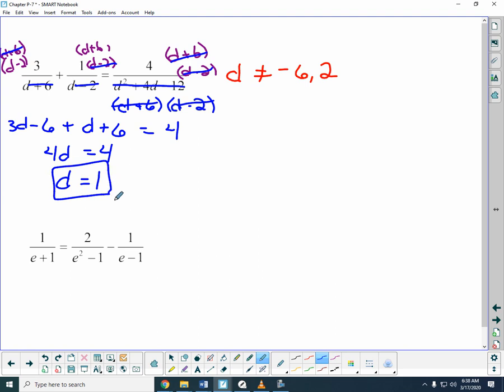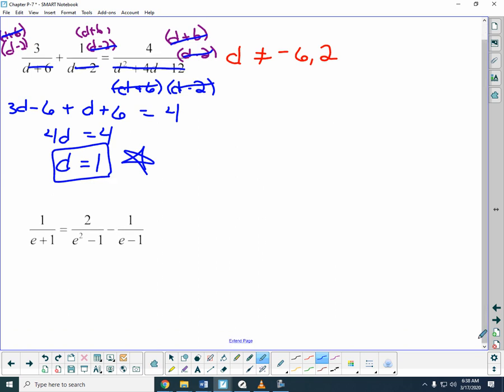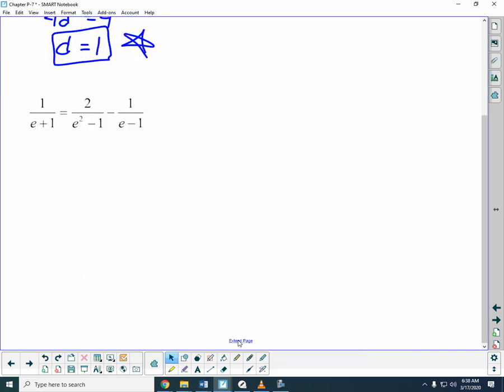Now, there's my answer, except I need to check to see if that is one of the things that d cannot equal, and it is not. So this is good. There's my answer. The only reason we write these down right now is to make sure that when we get our answer, it's a legitimate answer.